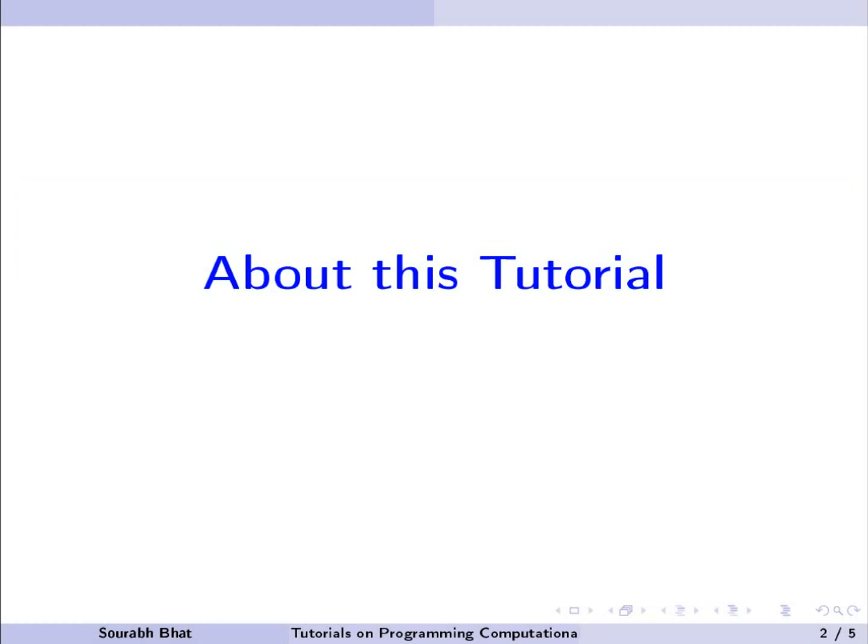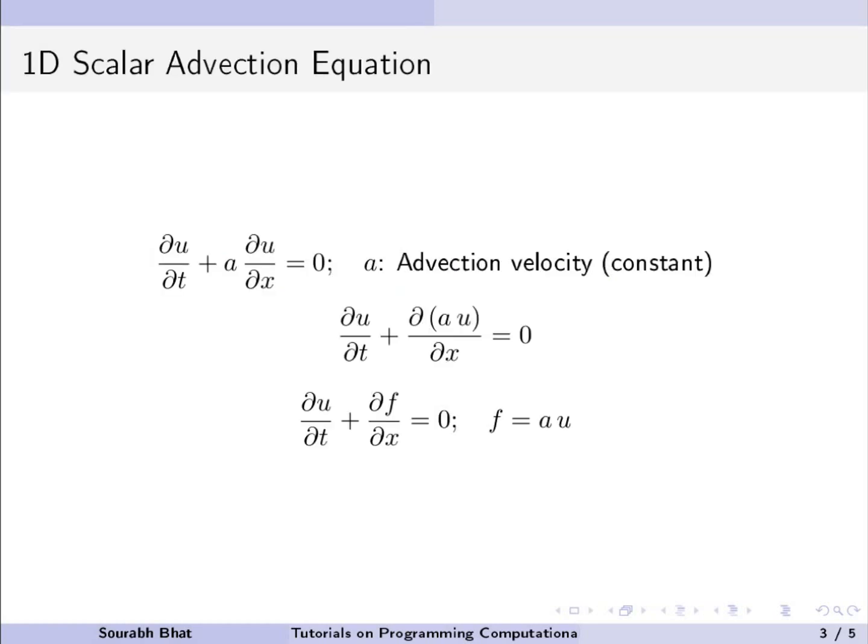My name is Saurabh. Today we will be looking at the scalar 1D advection equation, and then we will be looking at the class which will basically be our main data structure. So the 1D scalar advection equation is given by del u by del t plus a del u by del x equal to 0, where a is known as the advection velocity. We'll be taking a as constant.